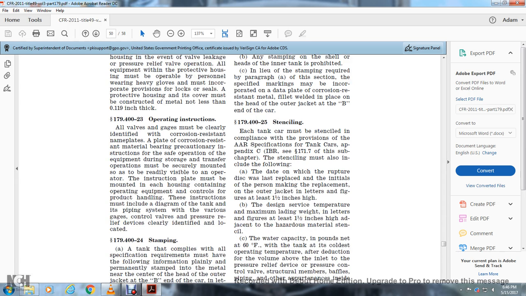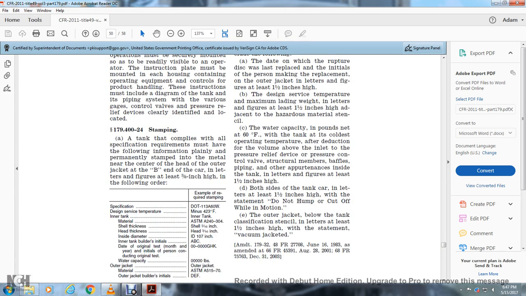179.425 Each tank car must be stenciled in compliance with the provisions of the AAR specification. The tank car's stenciling must also include the following: the date on which the rupture disc was last replaced and the initials of the person making the replacement, on the outer jacket in letters and figures at least 1.5 inches high; the design service temperature and the maximum weight in letters and figures at least 1.5 inches high, in addition to the hazardous material stencils.